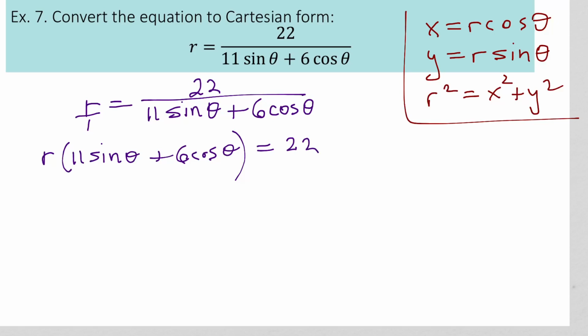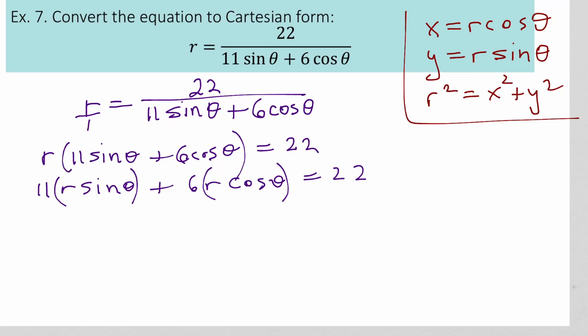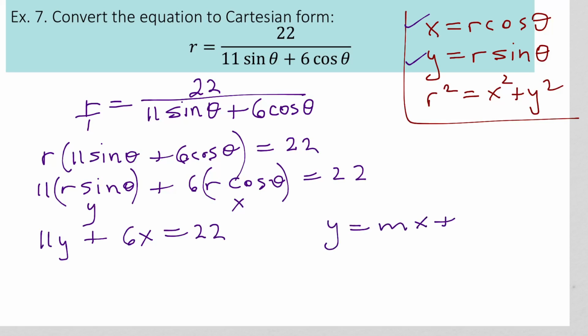All right, so that's equal to 11r sine theta plus 6r cosine theta, which is equal to 22. So then I want to substitute for r sine theta and r cosine theta. R sine theta is y, and r cosine theta is x. So that's 11y plus 6x is equal to 22. Let's solve for y, because this one's a line, and we'll get it in the form y is equal to mx plus b.